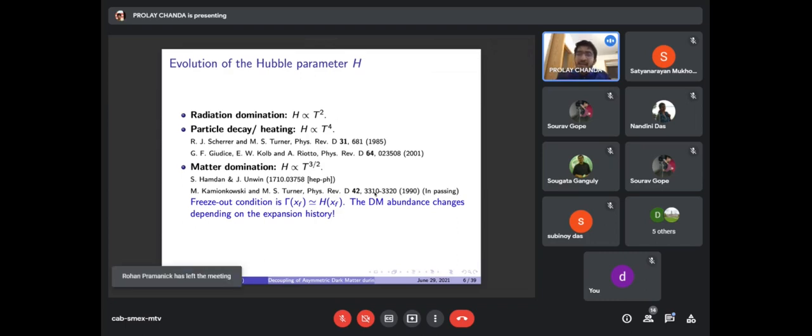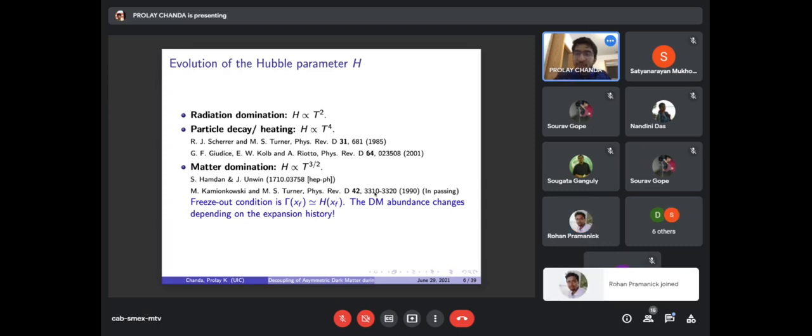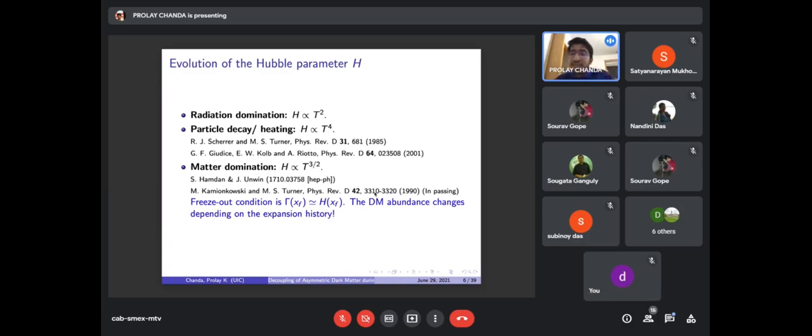So after some time, the number density of a given particle species will be frozen out, and this is what we call freeze-out. Roughly, this freeze-out condition is given by the annihilation rate being roughly equal to the Hubble expansion rate.